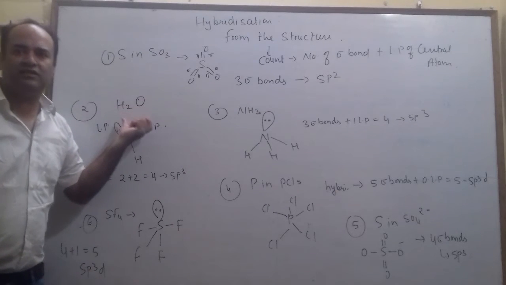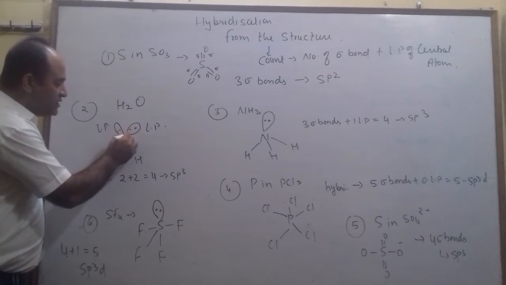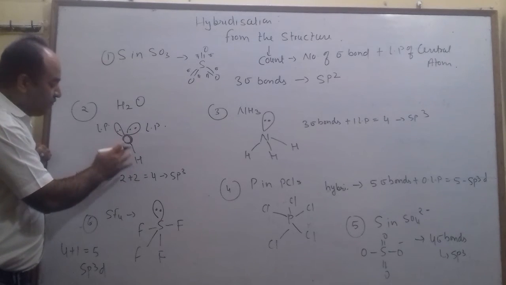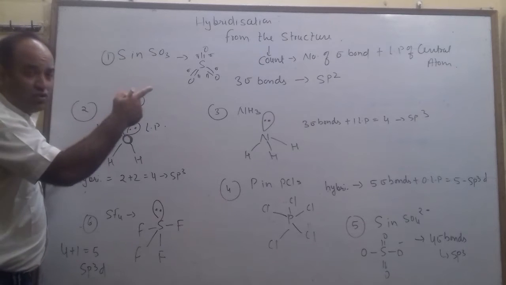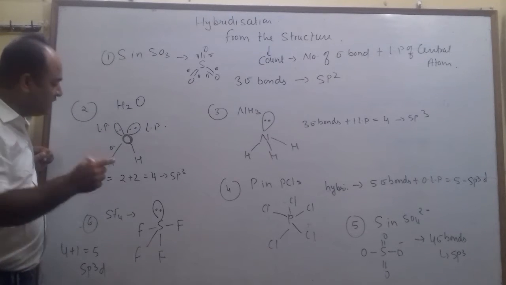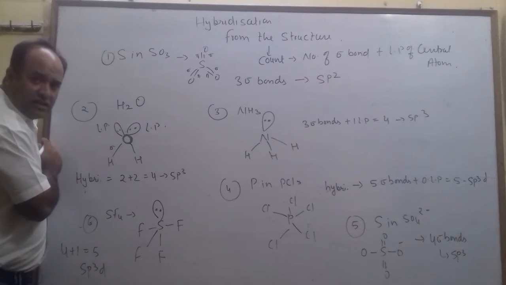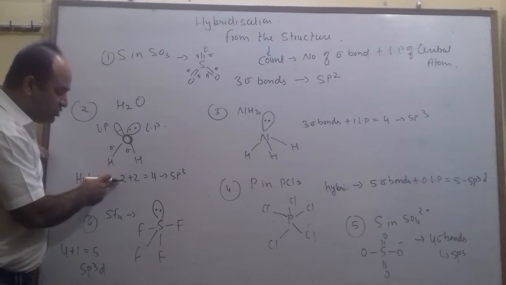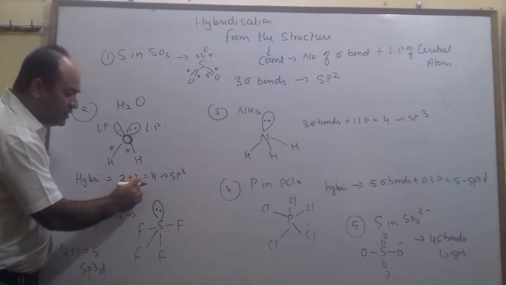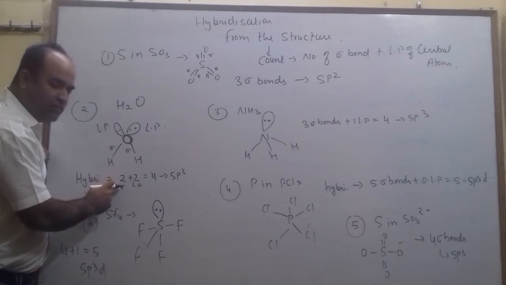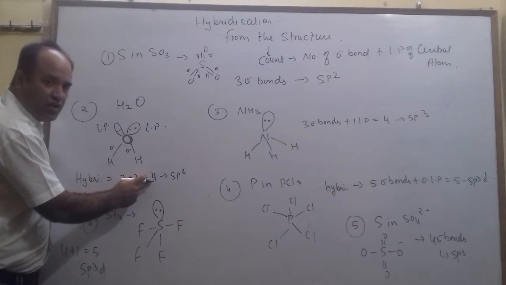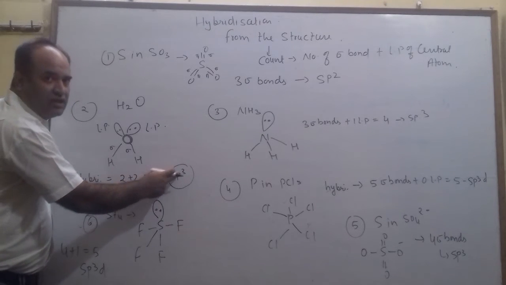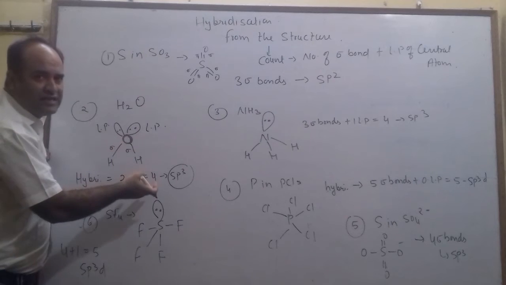Let's take one more example. The structure of H2O is this: oxygen and two hydrogens. This is a sigma bond. I just told you, if there is a single bond, that means it is a sigma bond. So this is sigma bond, this is sigma bond, this is lone pair and this is lone pair. So two sigma bonds and two lone pairs gives 4, and according to 4, sp3. One from s, three from p, total four, sp3.